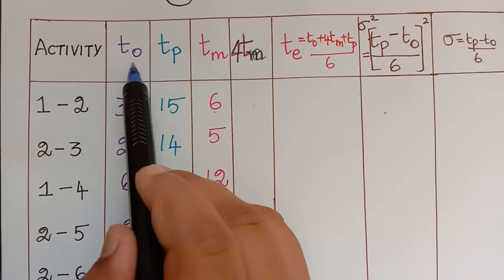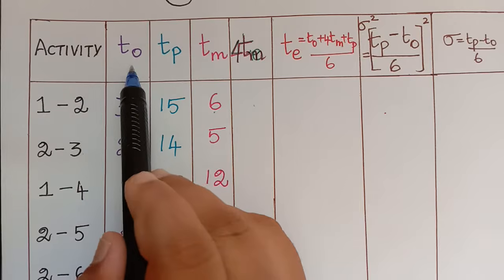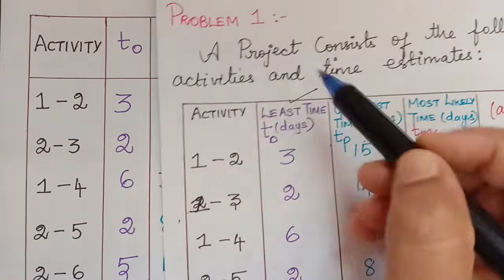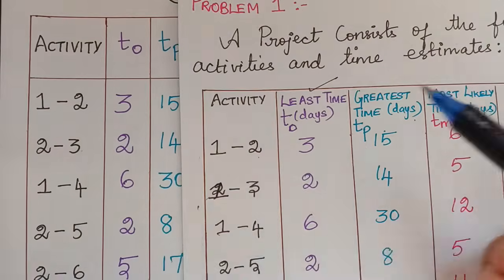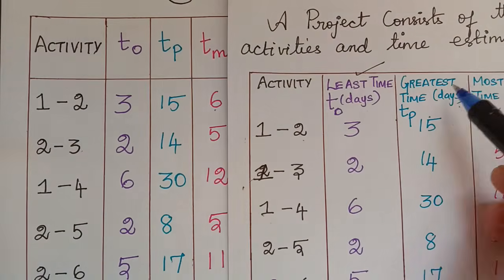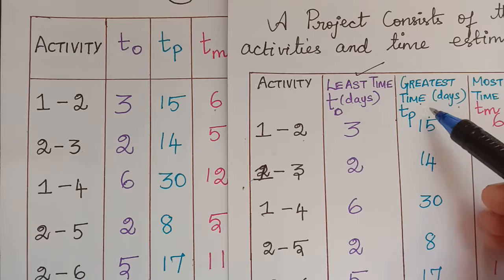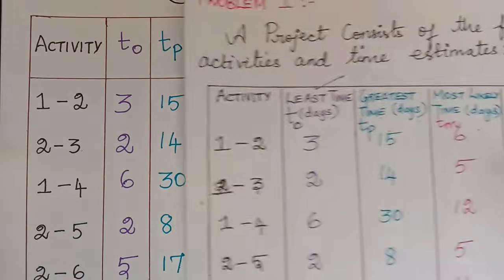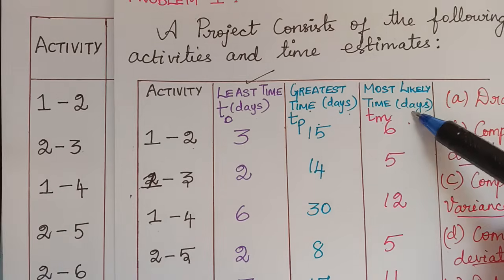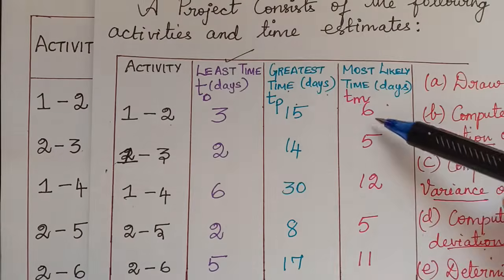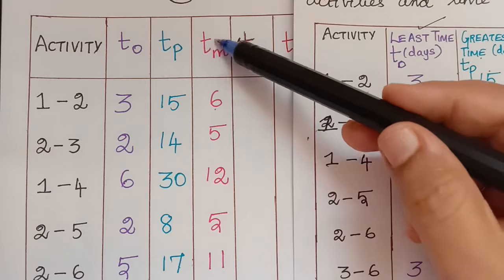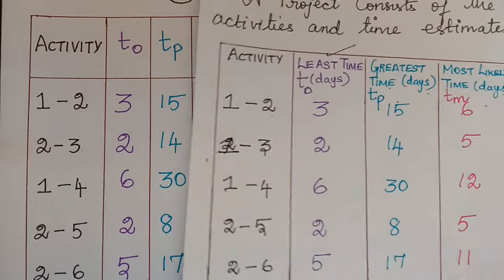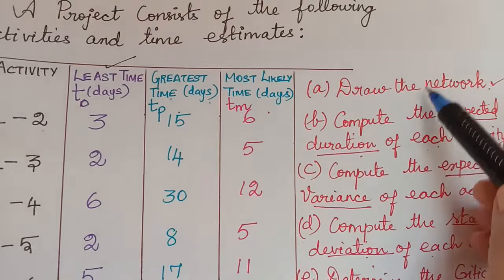And then TO represents the least time, that is the optimistic time. I have written this column here. And then TP represents the greatest time, that is the pessimistic time, in the next column. And then TM stands for the most likely time. All these values of TM I have taken in this fourth column. And the next step, now that we have finished drawing the network.